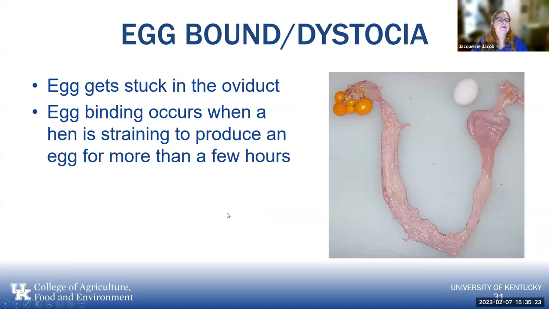Okay, the other problem that we see is often referred to as egg binding, something like that. The egg gets stuck in the oviduct. It typically occurs when a hen is straining to produce an egg for more than a few hours. The technical term, rather than egg binding, is dystocia, because it has not been able to lay the egg.